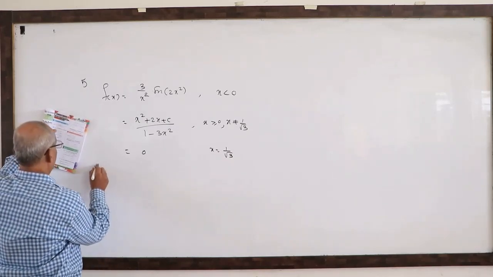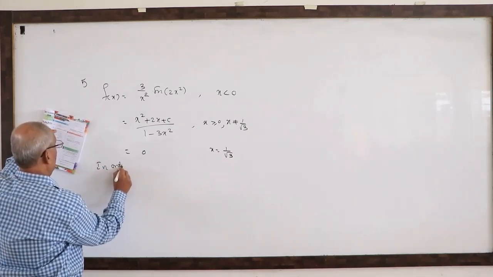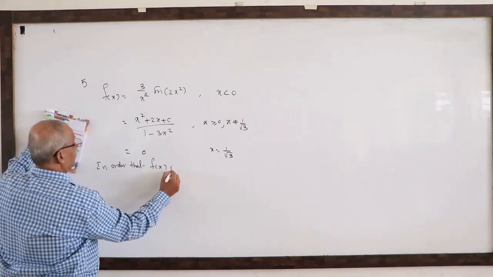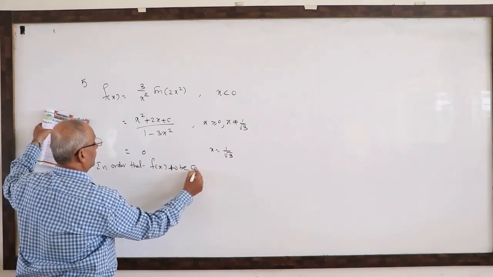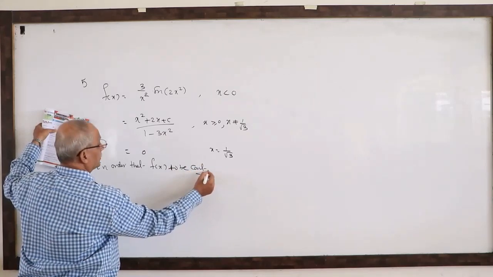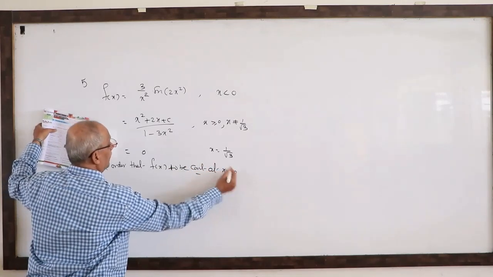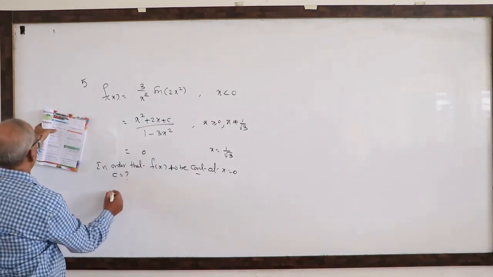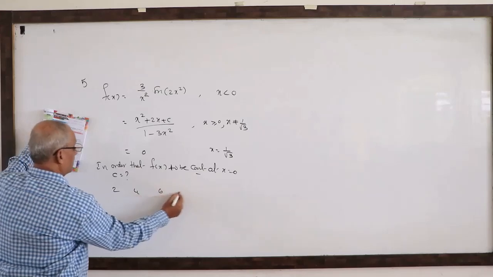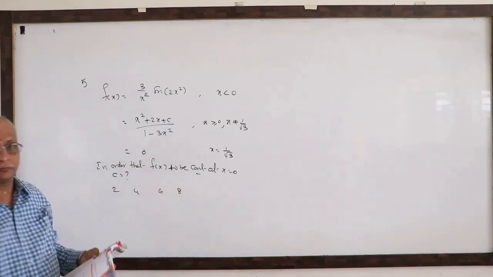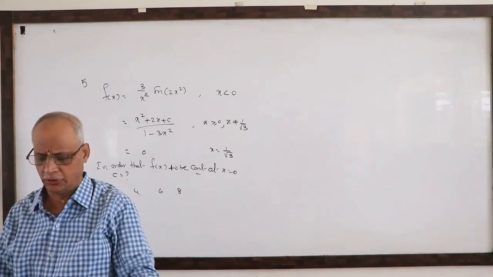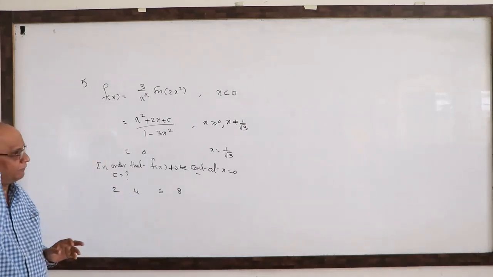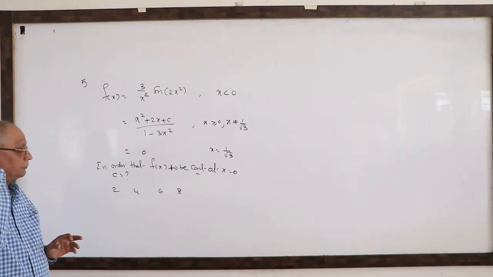In order that f of x to be continuous at 0, what is the c value? Answers are given as even numbers. This is an easy problem only. It takes time to read the statement, but finally to understand, it is simple.